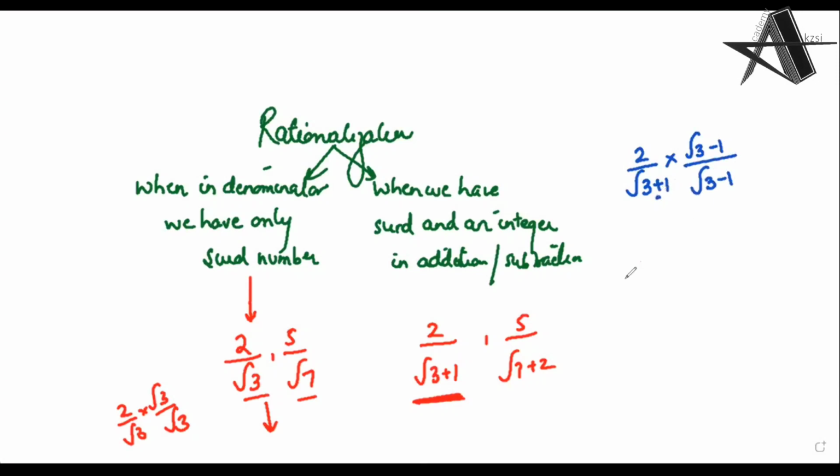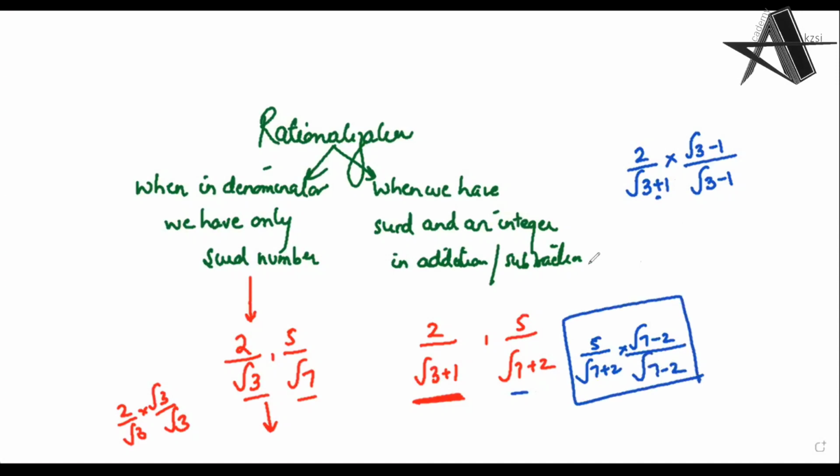Only change this sign. Similarly, if it's 5 over root 7 plus 2, multiply by root 7 minus 2 over root 7 minus 2. You have to multiply and divide changing the sign. Again keep in mind, if it's an addition, if an integer and surd numbers are in addition, you have to divide and multiply changing the sign.